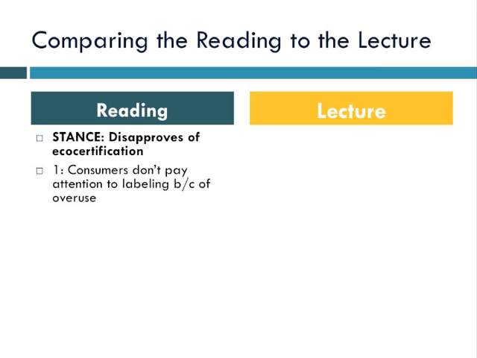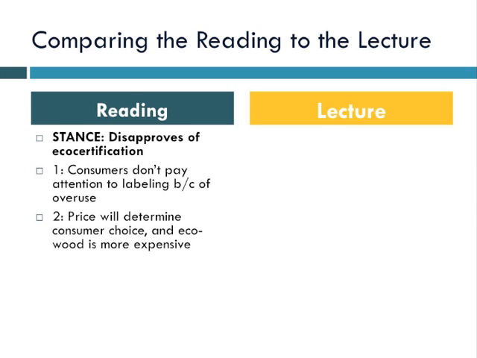Again, let's review those. So in point number 1, the reading talked about the fact that consumers don't pay attention to labeling because too many companies use the idea of labeling, such as "new and improved." So in this way, consumers will probably just ignore that type of eco-certification label. Point number 2, basically the reading was emphasizing the fact that price is the ultimate factor when consumers determine what they're going to buy. And of course, wood that has eco-certification is usually more expensive. Therefore, people won't buy the product.